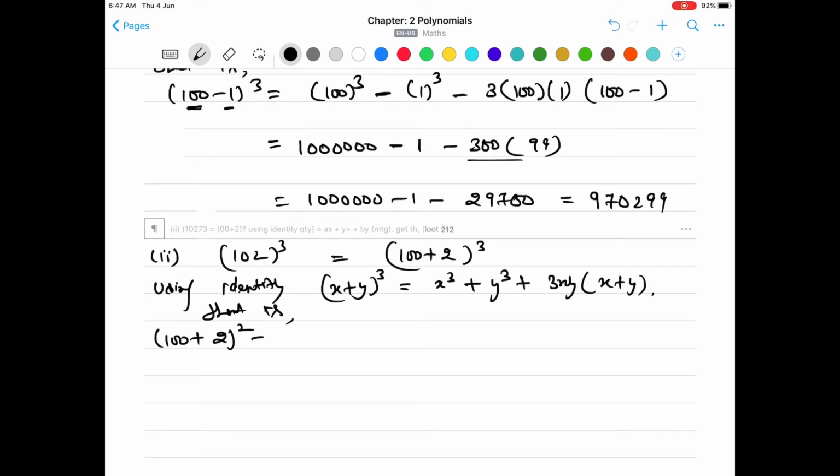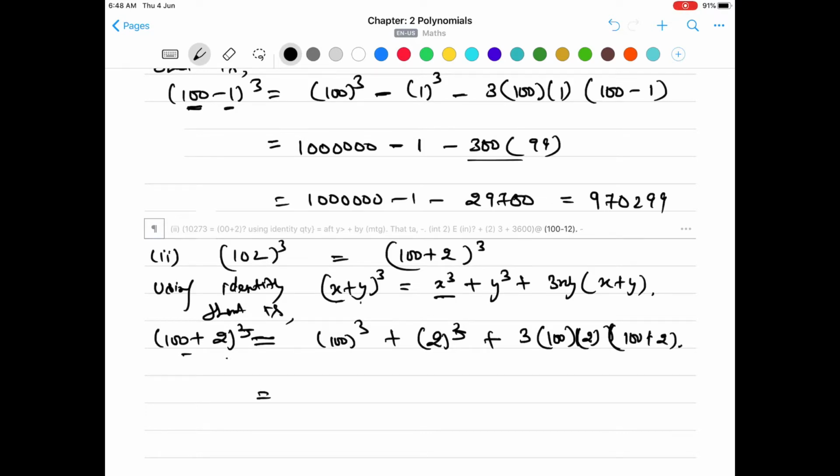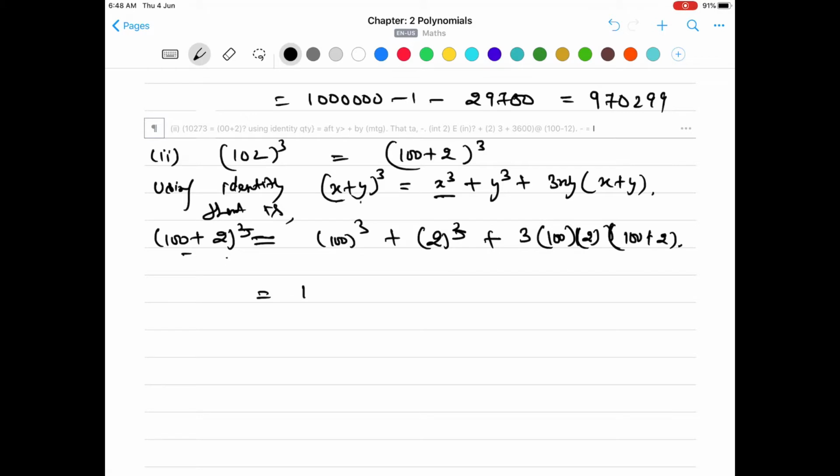That is, 100 plus 2 whole cube will be equal to, in the place of x we have 100 and y is 2. This is x cube, that means 100 cube, then plus y cube, y here is 2, that means 2 cube, then plus 3x into y, x is 100, y is 2, then x plus y, x is 100, y is 2. Now solve this. 100 cube will be 1 followed by 6 zeros, 1, 2, 3, 4, 5 and 6, then 2 cube is 8, then 2 into 3 is 6, 6 into 100 is 600, and 100 plus 2 is 102.